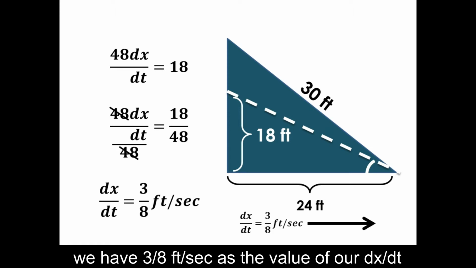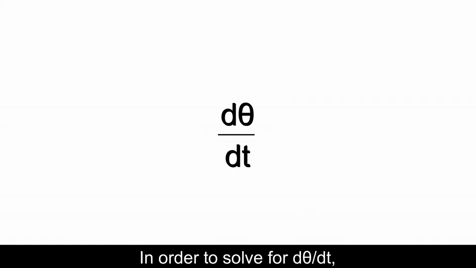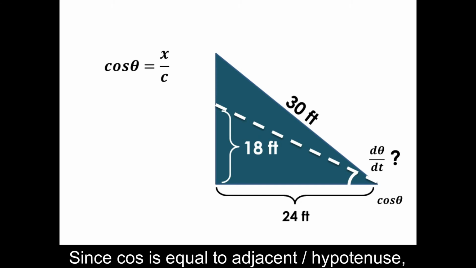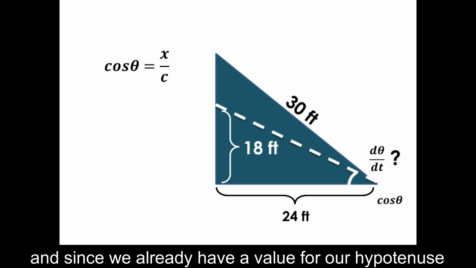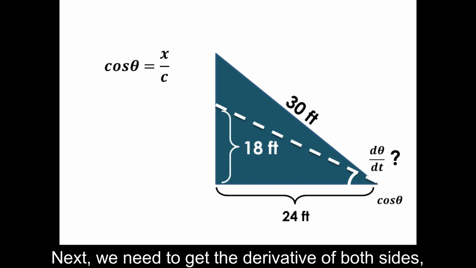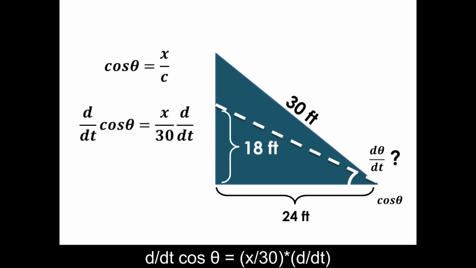our dx over dt. For the third part, we will now find the rate of change of the angle with respect to time. In order to solve for d theta over dt, we will involve trigonometry. So we have cos theta is equal to x over c. Since cos is equal to adjacent over hypotenuse, and we already have the value of our hypotenuse, we will substitute 30 for c. Next, we need to get the derivative of both sides. d over dt cos theta is equal to x over 30, d over dt.